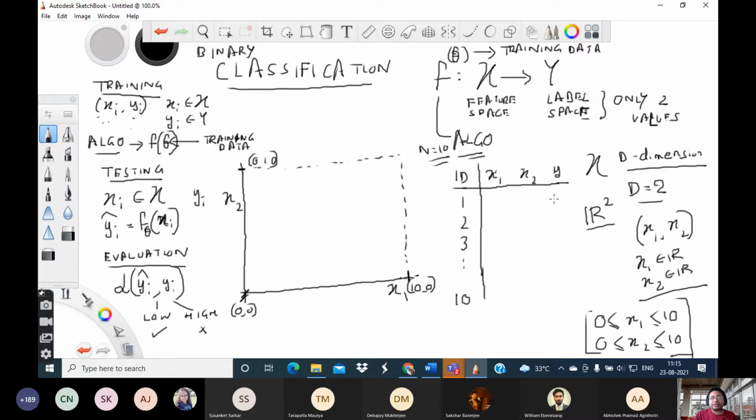Let us assume that the label space Y has two values, A and B. So it's a binary classification problem, as I said. Let us say this is an example of a feature vector: 2, 3, A. This is my first data point, whose first attribute is 2, second attribute is 3, and its label is A. Suppose I want to plot this point on this plane. So maybe this is my point 2.